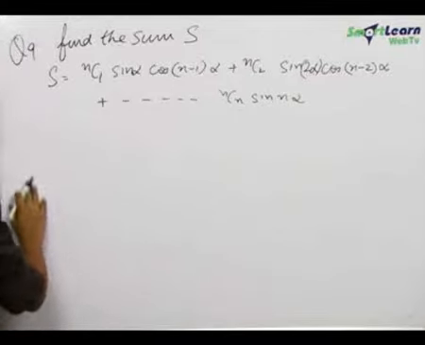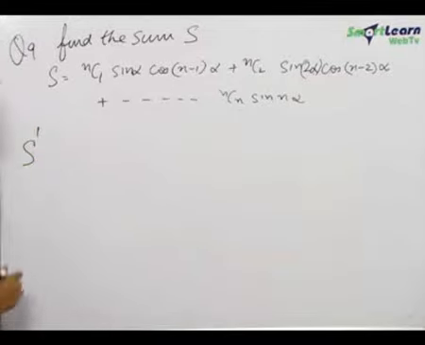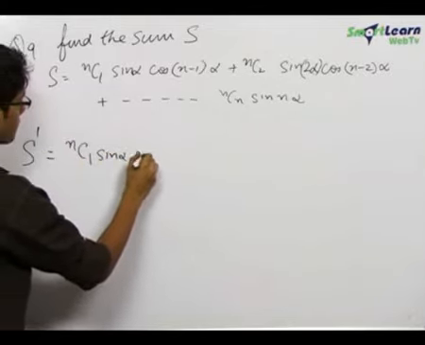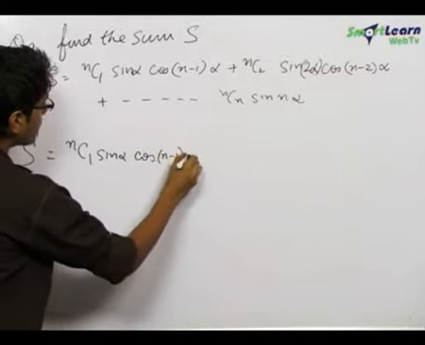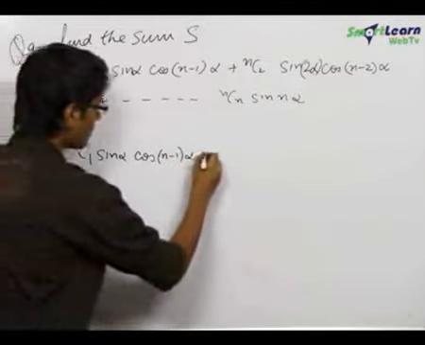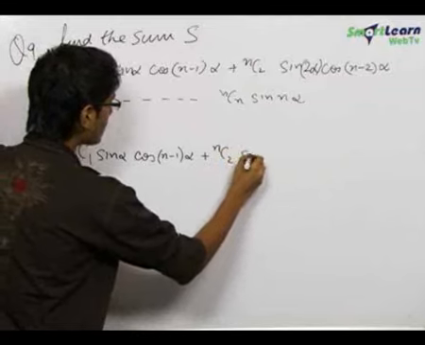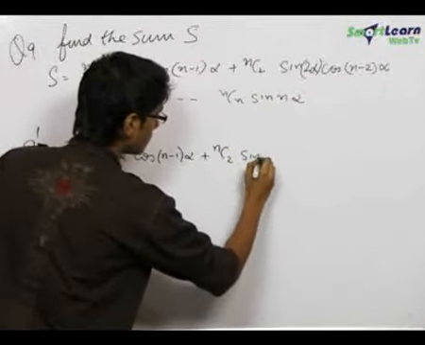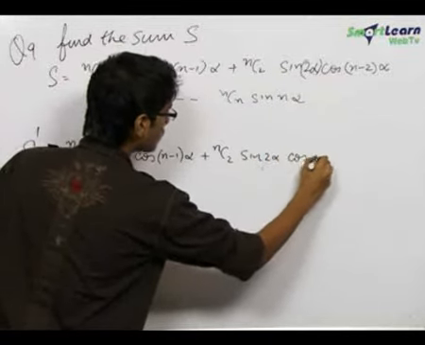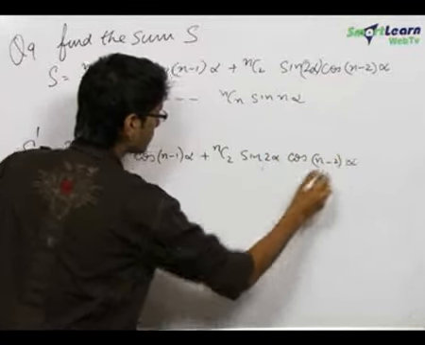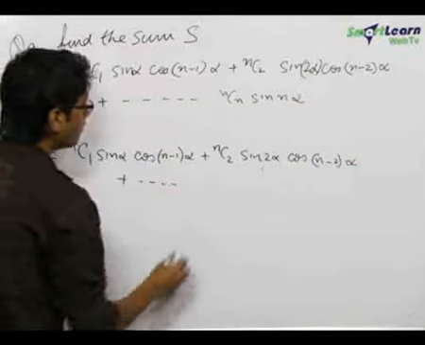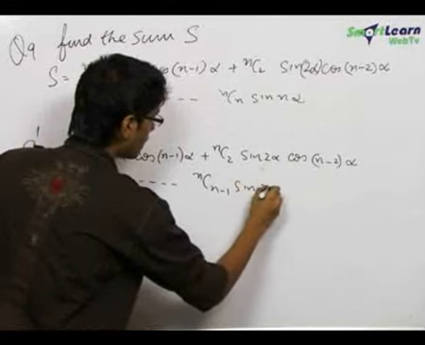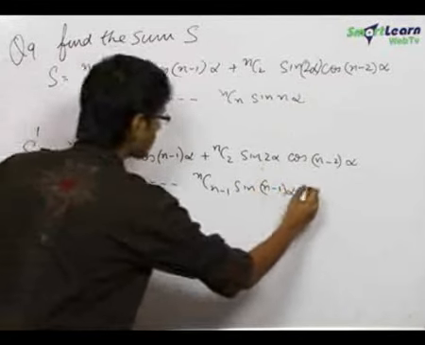Now what we do is, we write the sum S dash is equal to nC1 sin alpha cos of (n minus 1) alpha plus nC2 sin 2 alpha cos of (n minus 2) alpha going up till nC(n minus 1) sin of (n minus 1) alpha cos alpha.